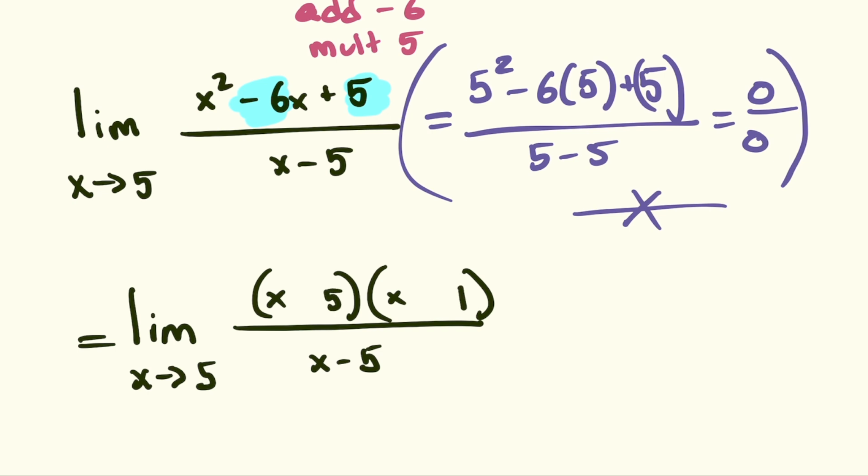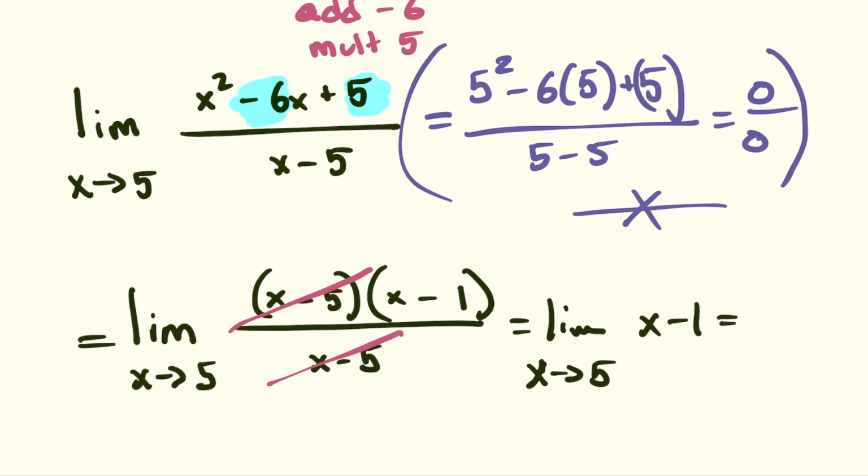We need those to add to negative 6, so we're going to need a negative sign in front of both of those numbers right there. And of course, at this point, we see we have an x minus 5 in the numerator and denominator, so those cancel out very nicely. We end up with the limit as x goes to 5 of x minus 1, and now we just punch in our number and we get a solution of 4.